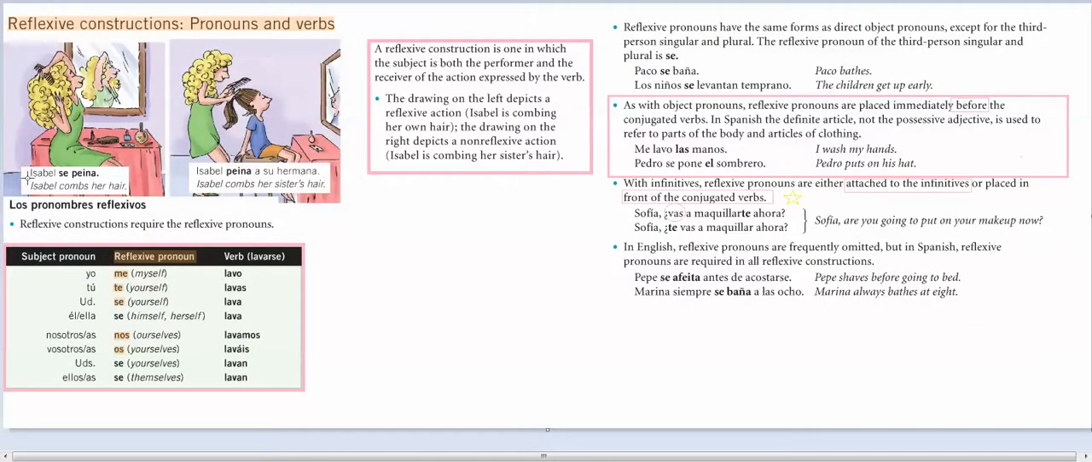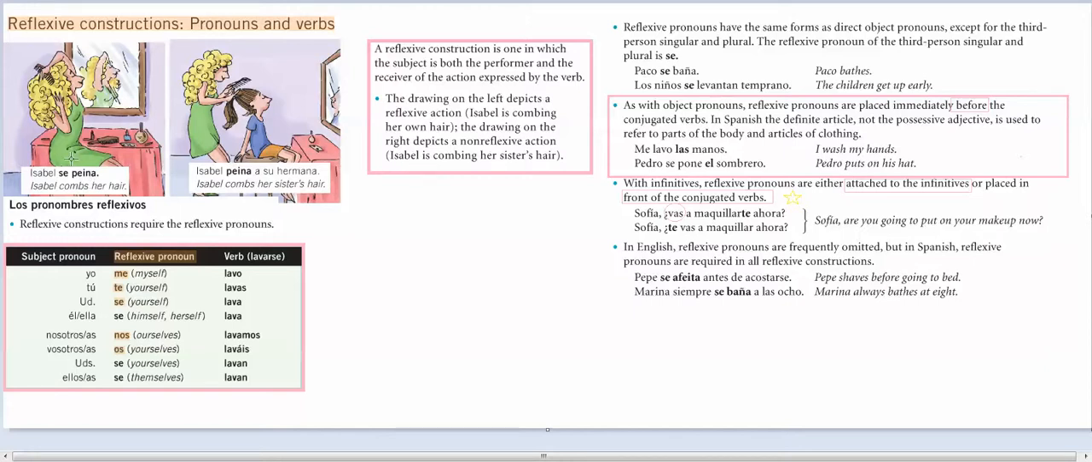So if you look here, we've got "Isabel se peina" versus "Isabel peina a su hermana." In both of these scenarios, there's a person who's doing the combing and there's a person whose hair is being combed. In the second scenario, we've got Isabel who's doing the combing, Isabel peina, and whose hair is being combed is su hermana, her sister. Her sister is the direct object of the sentence.